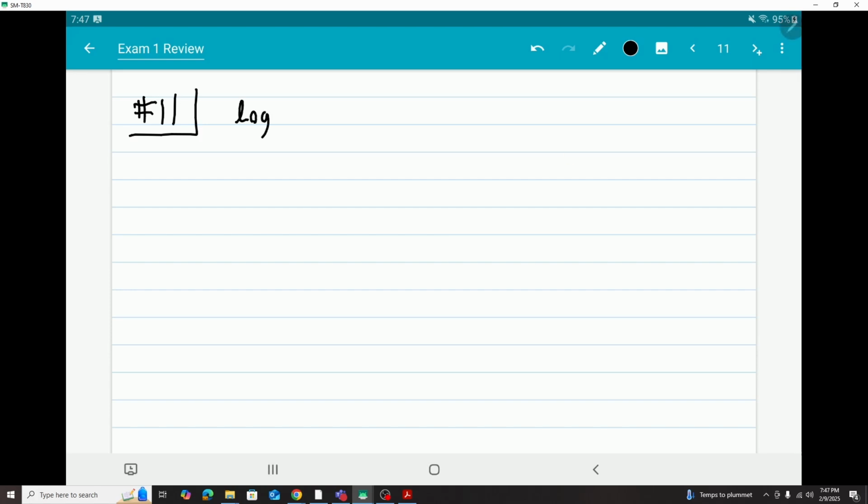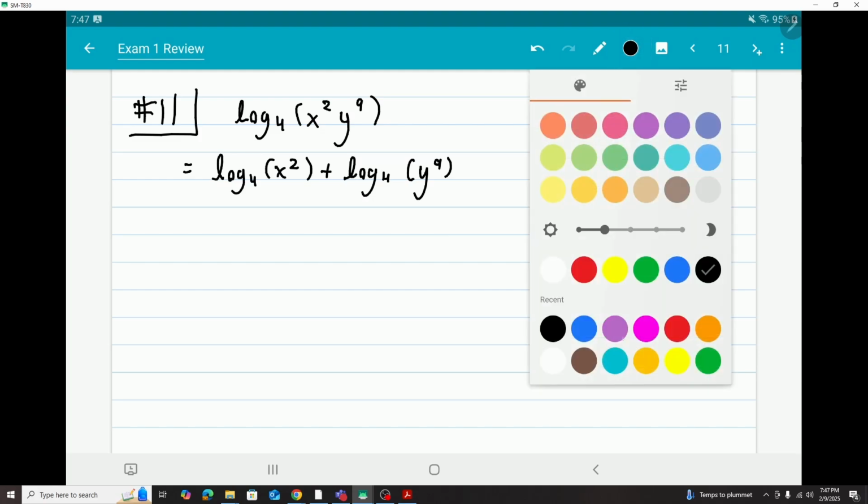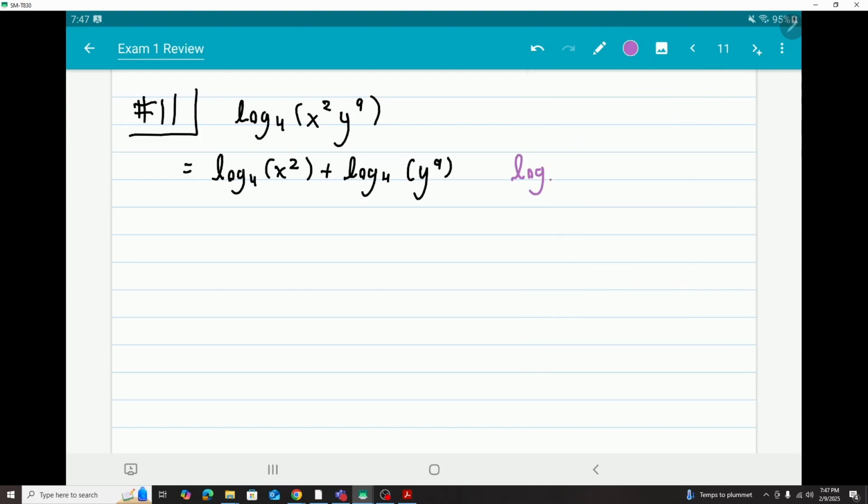So here we have log base 4 of x squared y to the 9th. So the first thing we do here is we use the product rule. This is equal to log base 4 of x squared plus log base 4 of y to the 9th. So there we're using the product rule: log base b of a times b is log base b of a plus log base b of b.